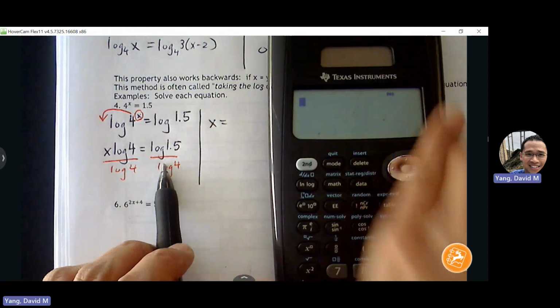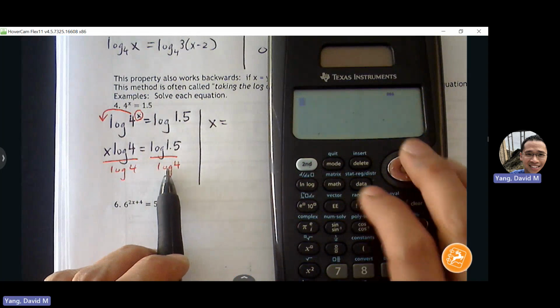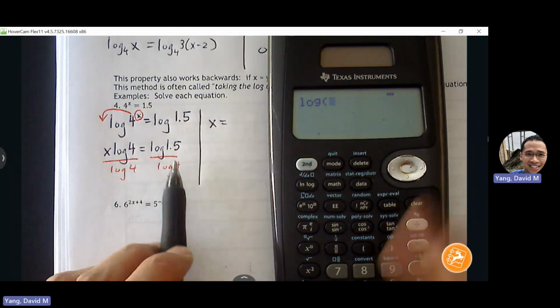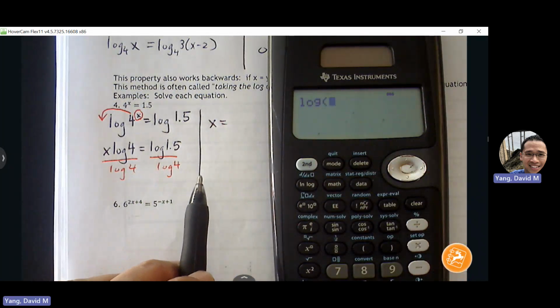We'll do log of 1.5. Again, on your calculator you don't see a base there, but it's understood it's base 10.